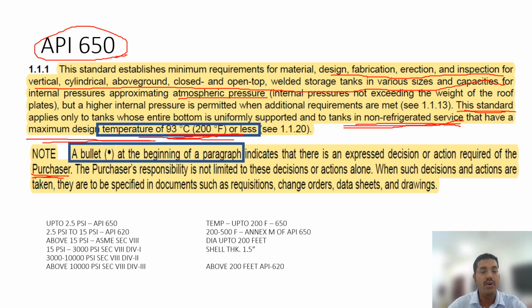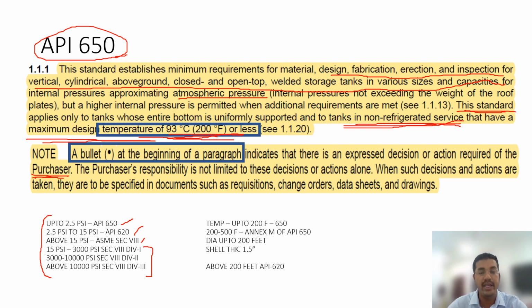Here I mentioned, for your easy understanding, up to 2.5 psi API 650 is used. If you are using any tank and the pressure is up to 2.5 psi, then API 650 needs to be used for construction. If it is more than 2.5 psi up to 15 psi, then API 620 should be used. If it is above 15 psi, then ASME Section 8 is to be used, and it is divided into 3 divisions, as you know. 15 psi to 3000 psi is Division 1, 3000 to 10,000 is Division 2, and above 10,000 it is Division 3.